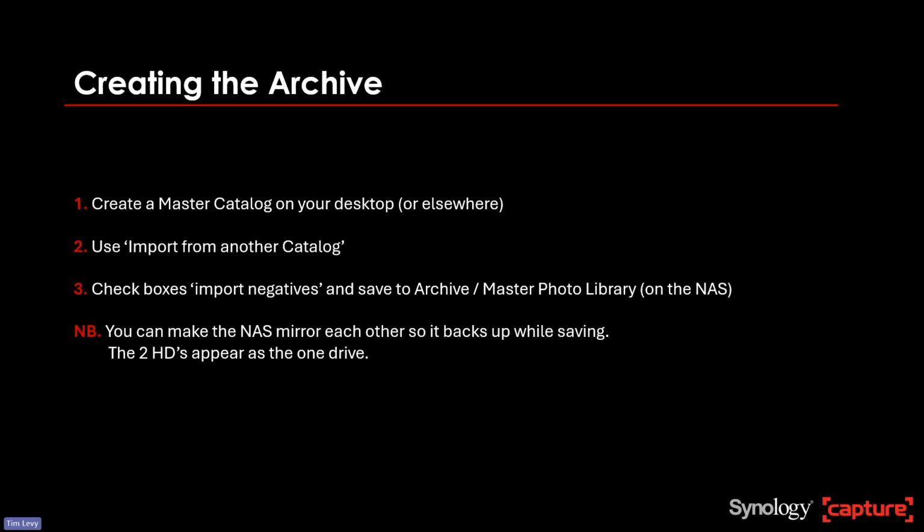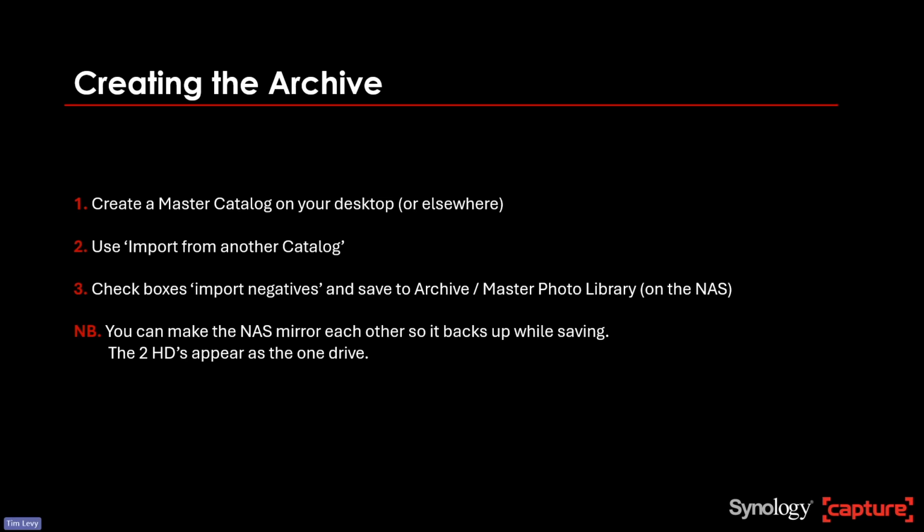So creating the archive, you can create a folder or catalog and then put it on your desktop or wherever you want on your computer. And then you use the import from another catalog. You've already got that job on your desktop, and when you import from another catalog, you direct it to store it on your NAS. So you check the boxes, import negatives, and then save to archive master photo library on the NAS.